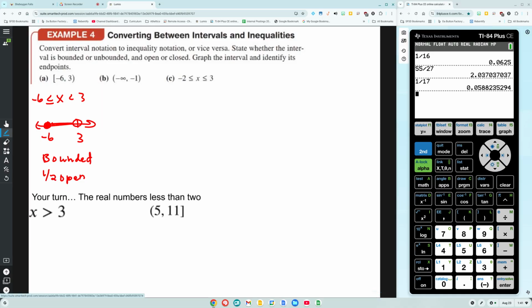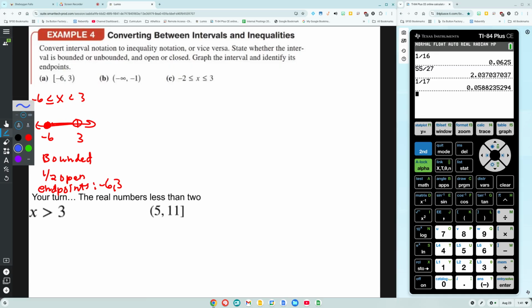And it does also ask me to graph the interval and identify its endpoints. So I'm also going to identify the endpoints. The endpoints in this case are -6 and 3.